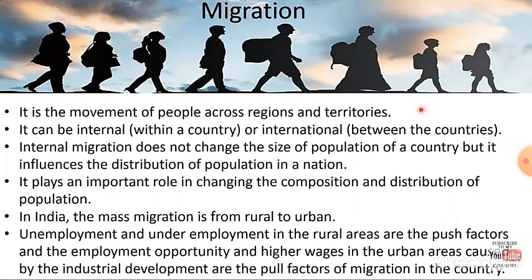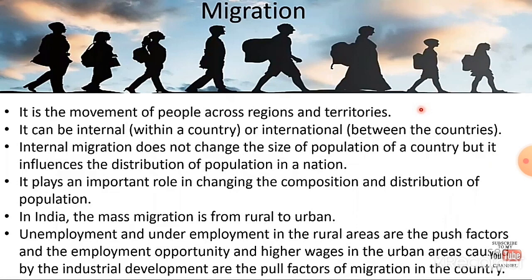So many people prefer to get employment opportunities in city areas. Because of that reason only, people move from village areas to the city areas. So this is called mass migration. Another main reason is the monsoon failure. Because of the monsoon failure, the farmers cannot carry out their agriculture, so they move from rural areas to urban areas.